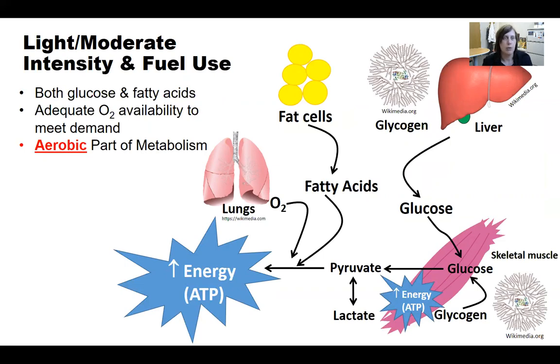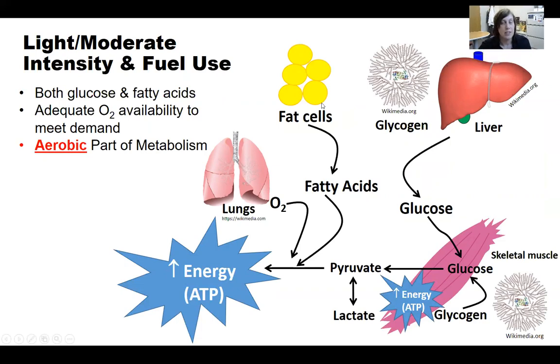This use of both glucose and fatty acids and having oxygen present to fully metabolize those is the aerobic part of metabolism. And this aerobic part of metabolism is evident in light to moderate intensity activity. So these images here are just showing you what's happening.